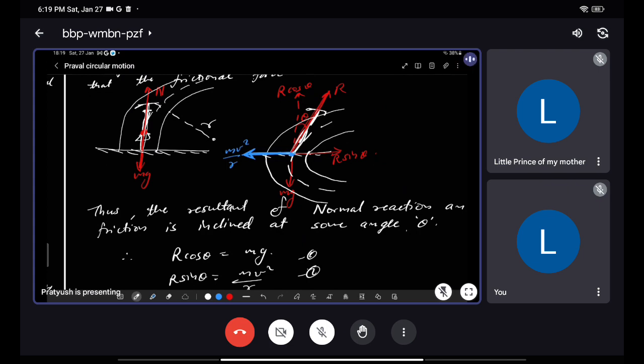See, if he is not tilted, then because of the high velocity, pseudo force will be high and it will pull the cycle in outward direction. Slipping will start and the cyclist will be injured. Now, to prevent that, what he does, he increases the normal reaction.